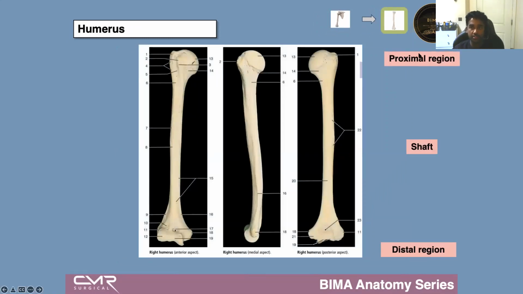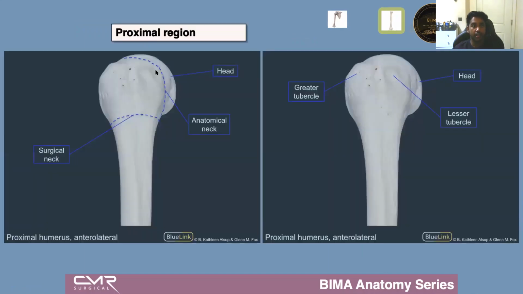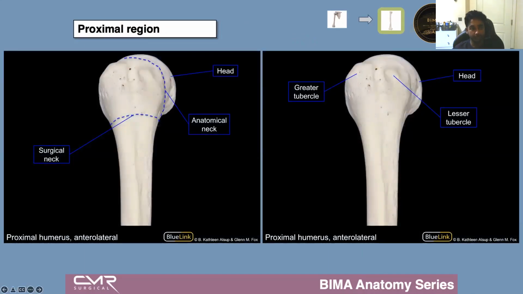Now moving on to the humerus. The humerus is split into three main regions: the proximal region, the shaft, and the distal region. In terms of the proximal region, one of you did mention this, so very well done: the surgical neck of the humerus and the anatomical neck of the humerus.